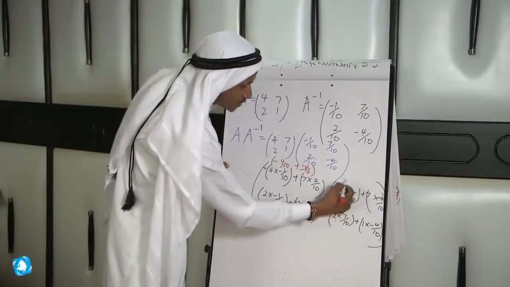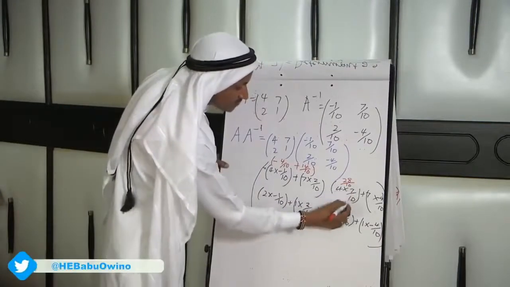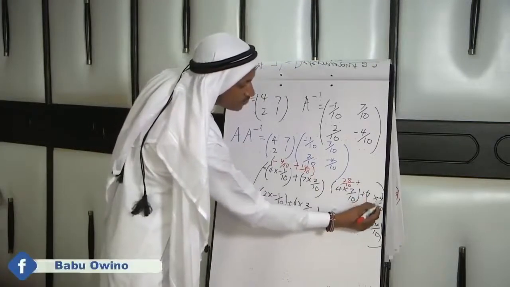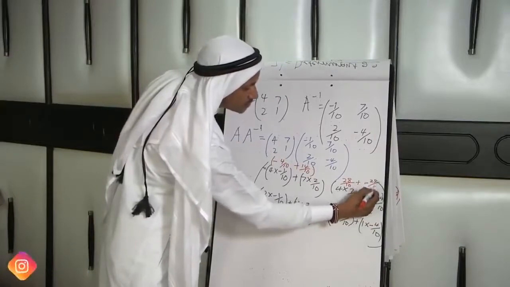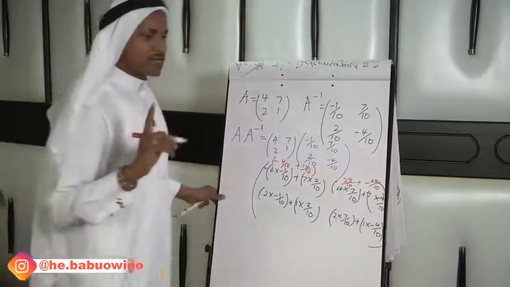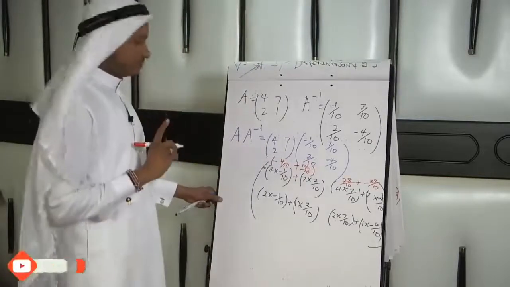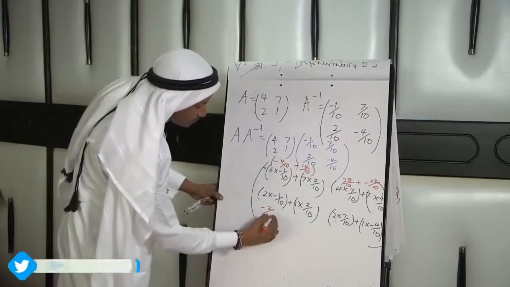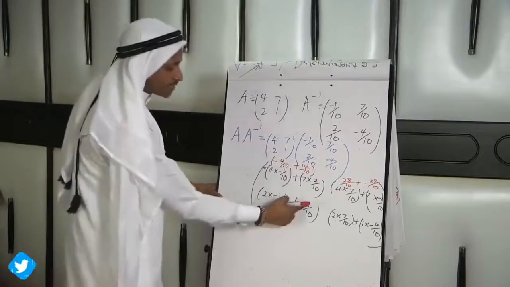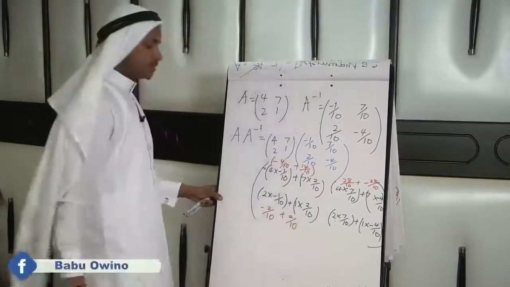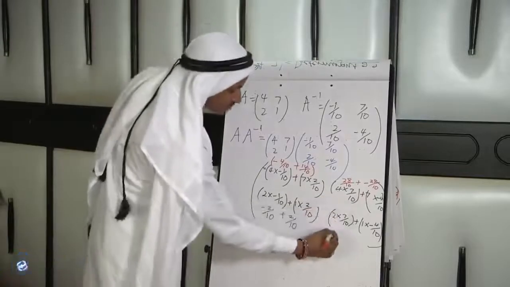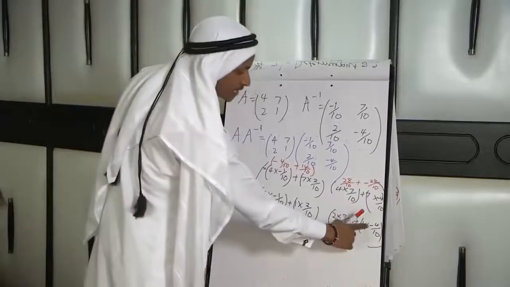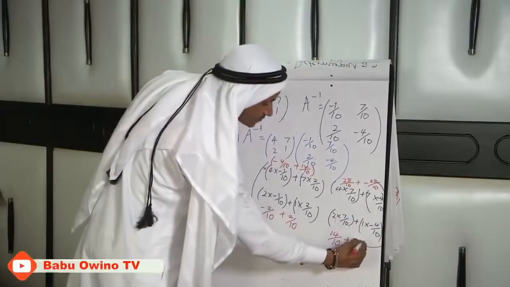4 times 7 over 10 is 28 over 10. Then plus 7 times minus 4 over 10 is minus 28 over 10. Class, be very careful with the signs. Signs, signs, signs. Next one is 2 times minus 1 over 10, which is minus 2 over 10, plus 1 times 2 over 10, which is 2 over 10. Then 2 times 7 over 10 is 14 over 10, plus 1 times minus 4 over 10, which is minus 4 over 10.